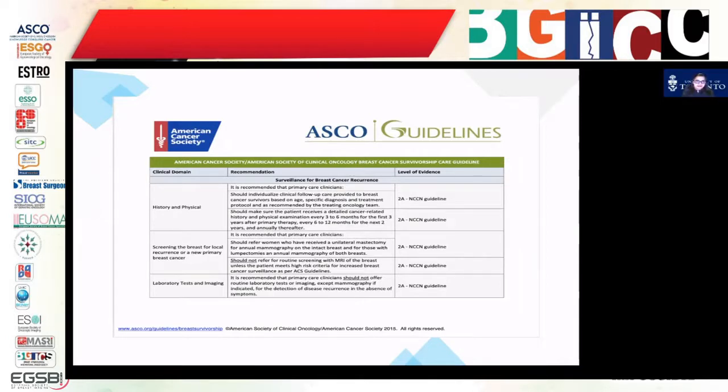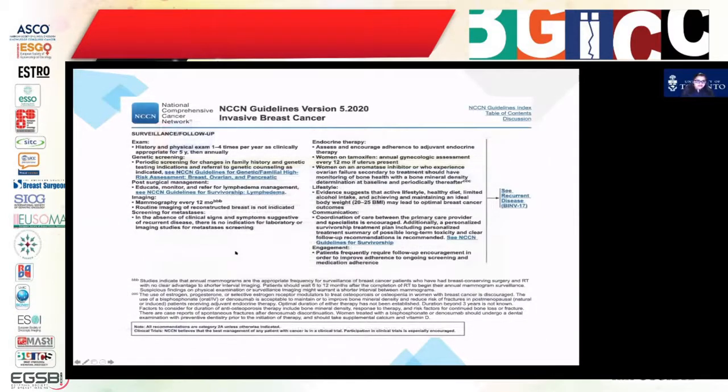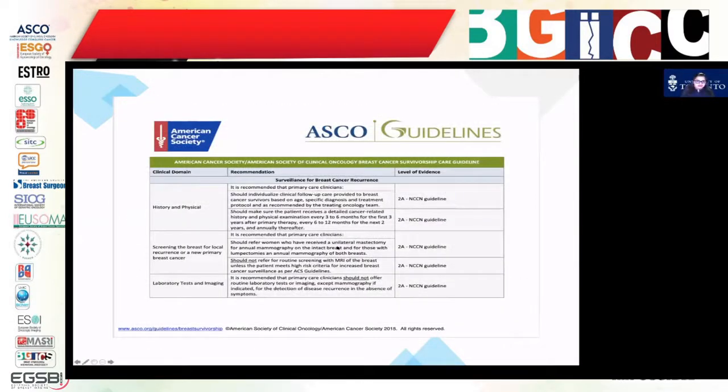So it's very important to spend time to figure out what each person requires, especially after they've been treated for breast cancer. Are they high risk? Do they have dense breast tissue? What is their risk factor? What was their lifetime risk? There are so many considerations. And they again say that screening the breast for local recurrence or a new primary should be performed by annual mammography, for the intact breast and for those who have had lumpectomies. So everybody says the same things.